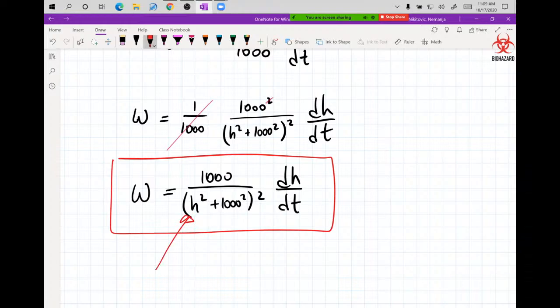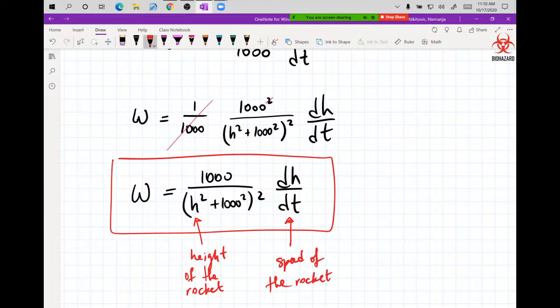Height of the rocket, known at all times, right? What is this? dh/dt. What is this? The change of position over time, velocity. Velocity of the rocket. Yes. So, height of the rocket in respect to the ground, speed of the rocket.